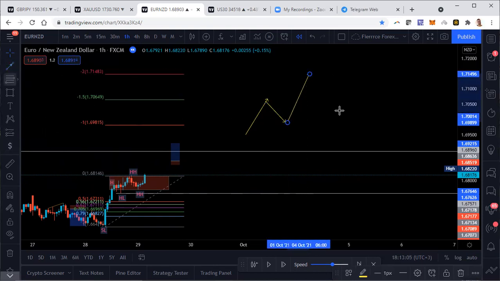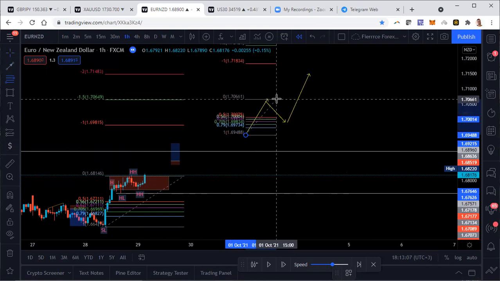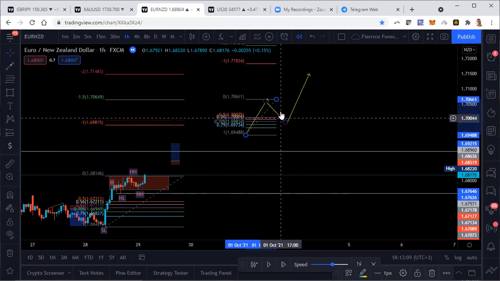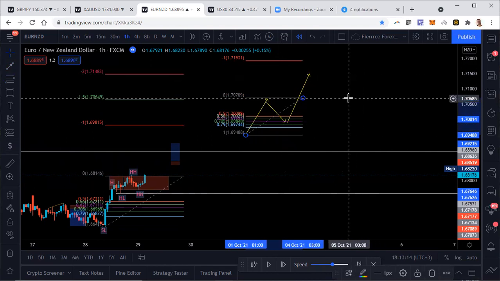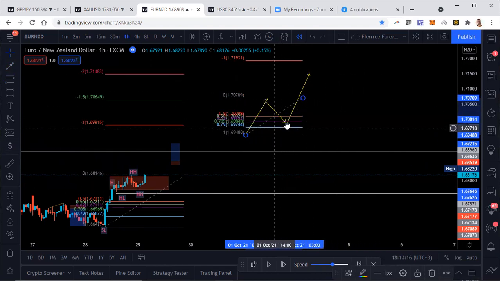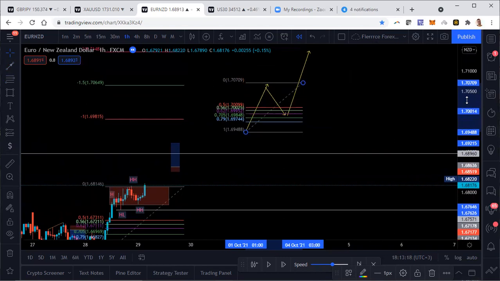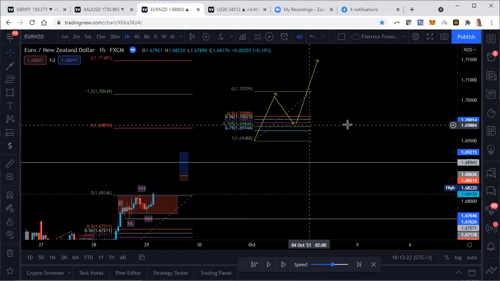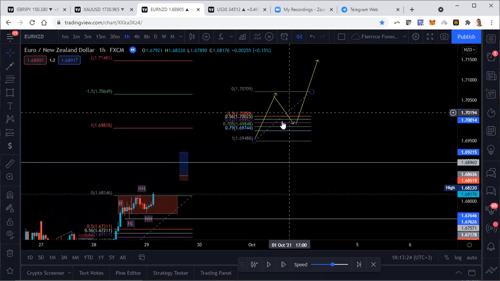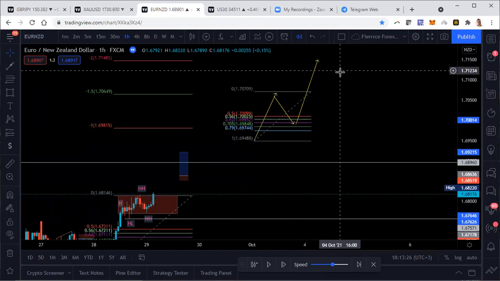Now, if I was to take my fib tool from a swing low to the swing high, and I want to know where to take the retrace, the continuation of this trend, where to enter for a continuation of this trend, I would enter on the 61.8. In my case, I have rounded it off to 62%, or the 0.62 level, or the 0.618 level. So you can see that price actually rejected off of this level perfectly.